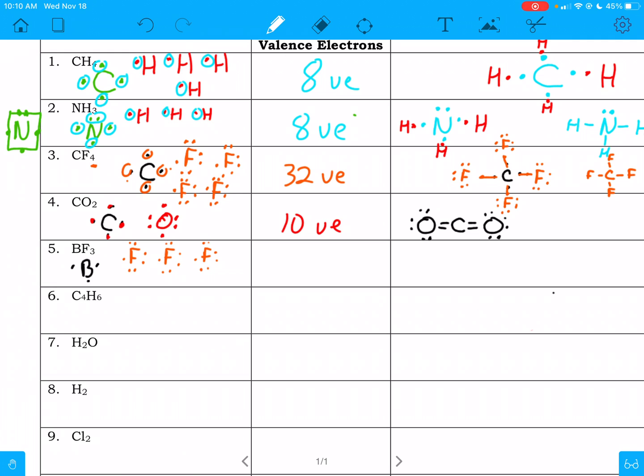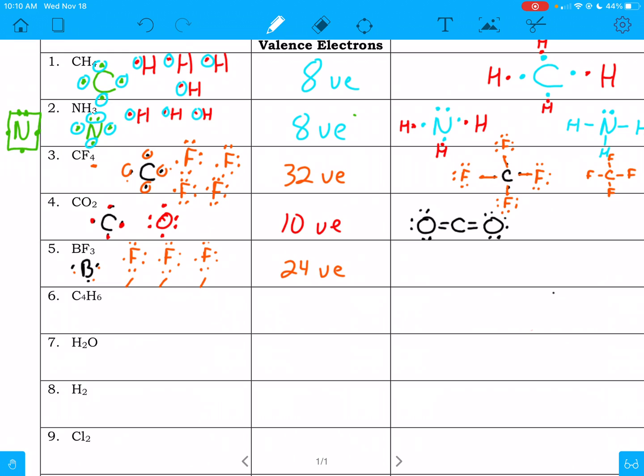So how many total valence electrons do we have here? Well, there's 7, 14, 21, 22, 23, 24. We have 24 total valence electrons. Well, can you take it from there and do the Lewis structure? Well, sure you could. I'm going to do it for you though, and then for the rest of them, you're going to do the others by yourself, okay?